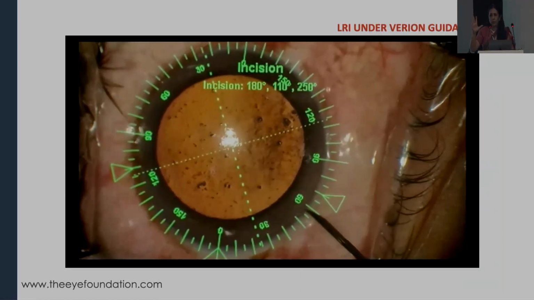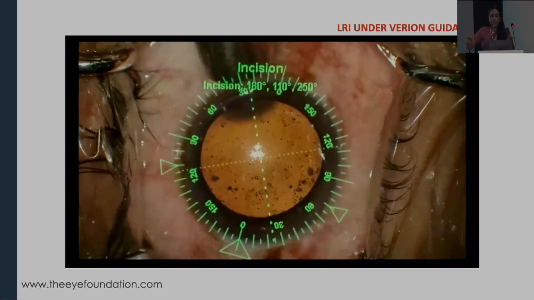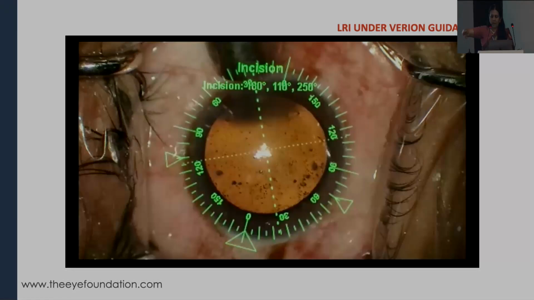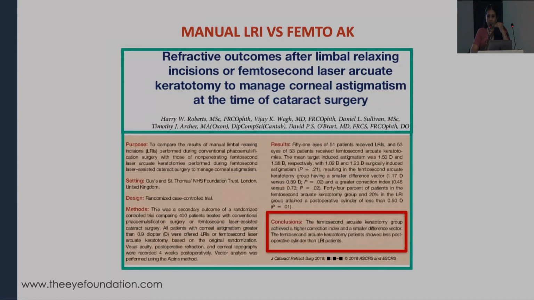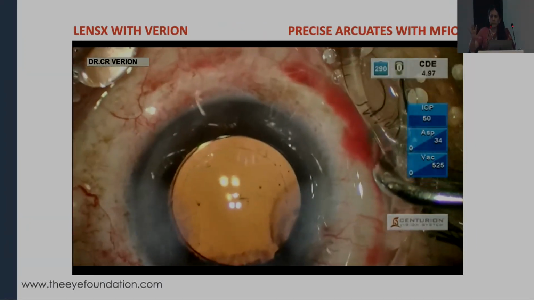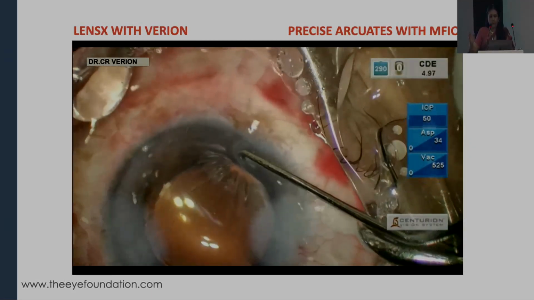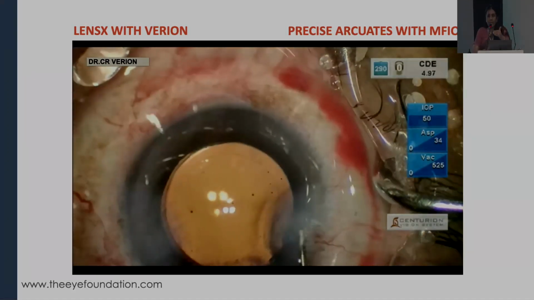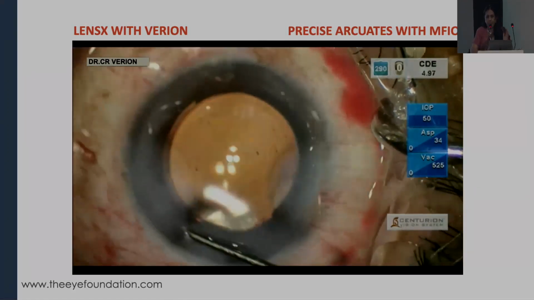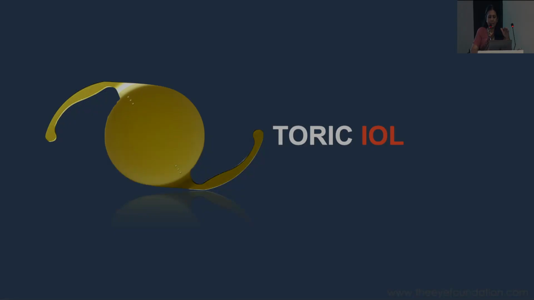Just to give you a pictorial view, this is a Verion overlay with which you are marking the axis, and again with the diamond knife an arcuate incision is being made. What you need to understand is that arcuate incisions, which I'm going to talk about next, are made, as you're going to see, a little mid-peripheral at an 8 millimeter or 9 millimeter optic zone, and these have a better astigmatic impact than the limbal relaxing incision. But with all these incisions, there is regression and wound remodeling, so they are not exactly optimal.